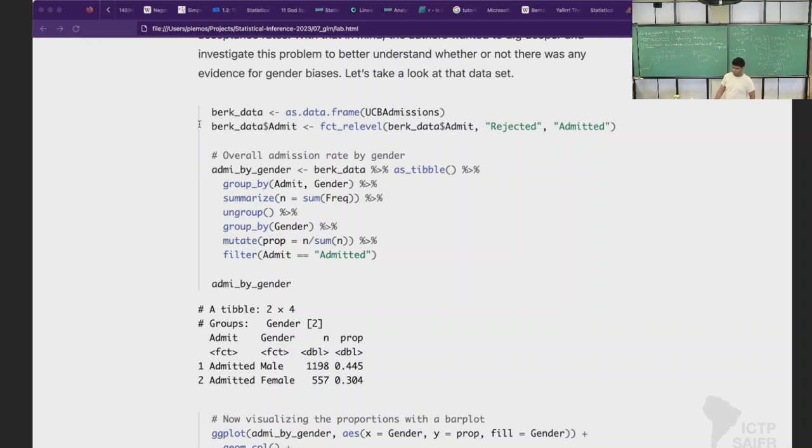Before you start running the code, for some people, this UCB admissions doesn't show. If you just call the library tidyverse, then run this, it's going to work. Yeah, just tidyverse.